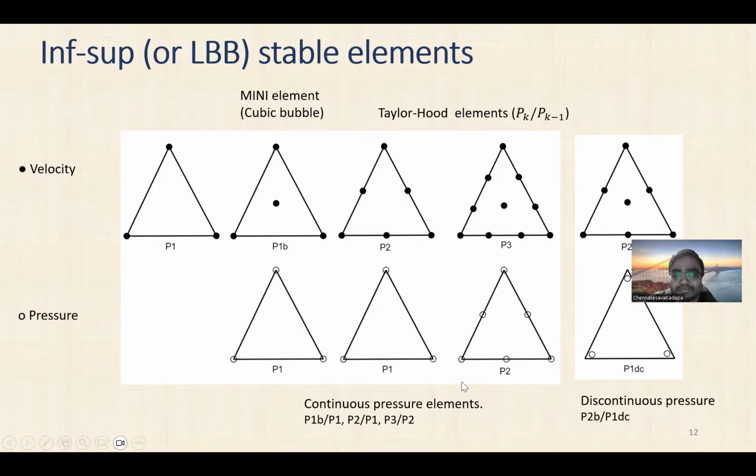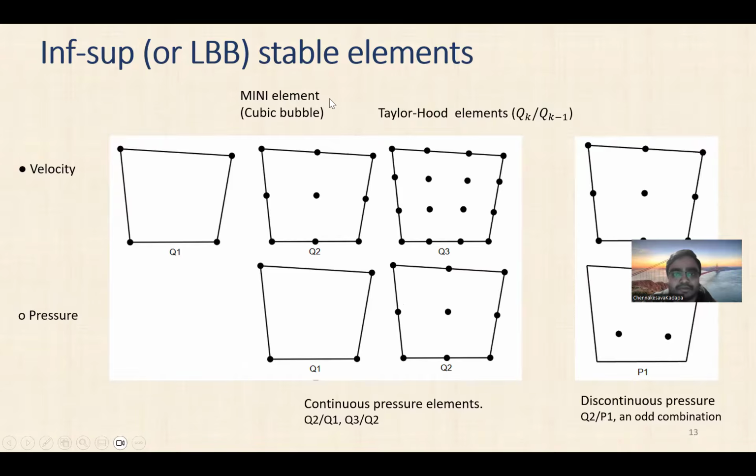These are all continuous pressure elements, and we can also have discontinuous pressure, that is, element-wise. You can see the difference here. I have these pressure nodes at the corners and midpoints, whereas here I have them inside the element. For each element we have separate degrees of freedom so that we can achieve discontinuous pressure. We do need it sometimes. This is for triangular elements, and we have very similar combinations for quadrilateral elements.